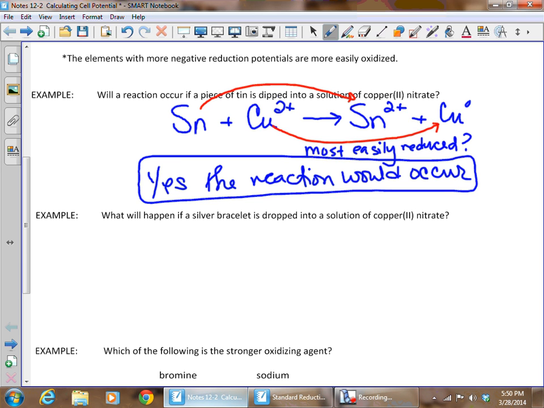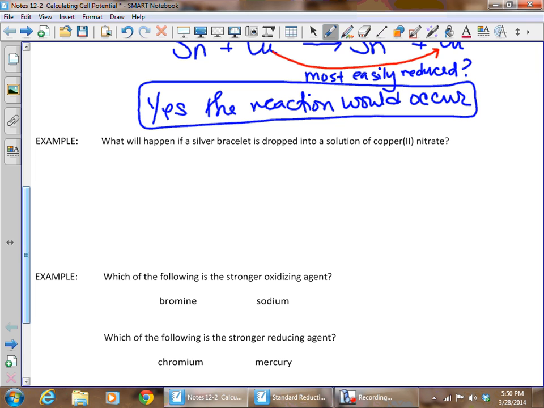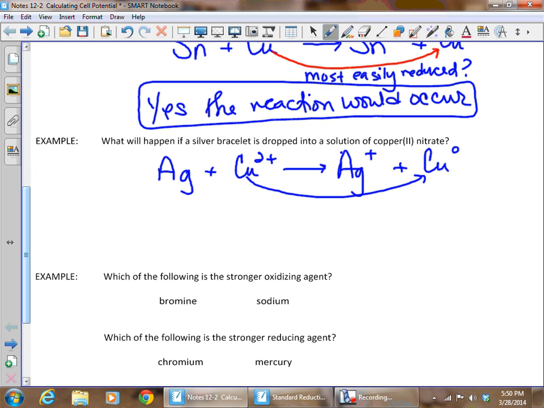Look at the next example. What will happen if a silver bracelet is dropped into a solution of copper 2 nitrate? Once again, analyze first of all what the reaction would have to be, with silver metal being dropped into that copper 2 plus solution. Silver would have to oxidize to its always true +1 state. Copper again would have to reduce down to Cu0, copper 0. So this is the reaction that would have to occur in order for this reaction to work. So we've got copper again needing to be the most easily reduced, and that again is our question.